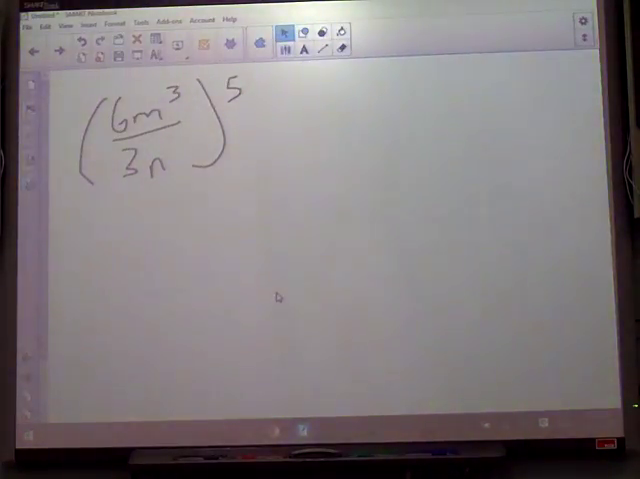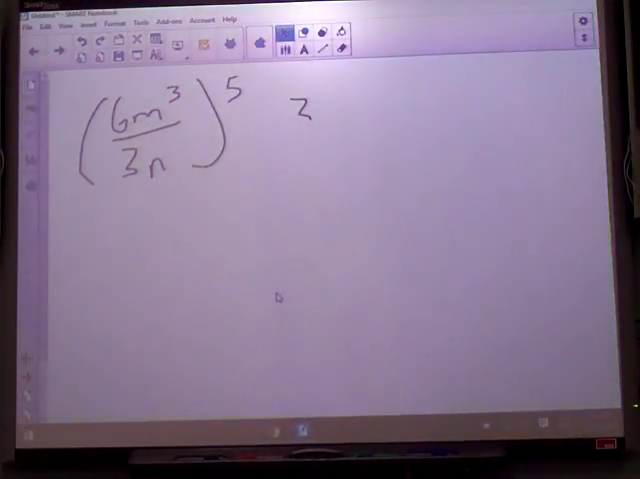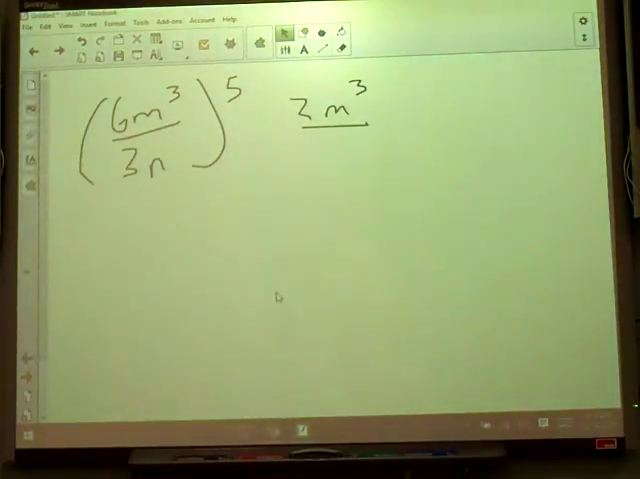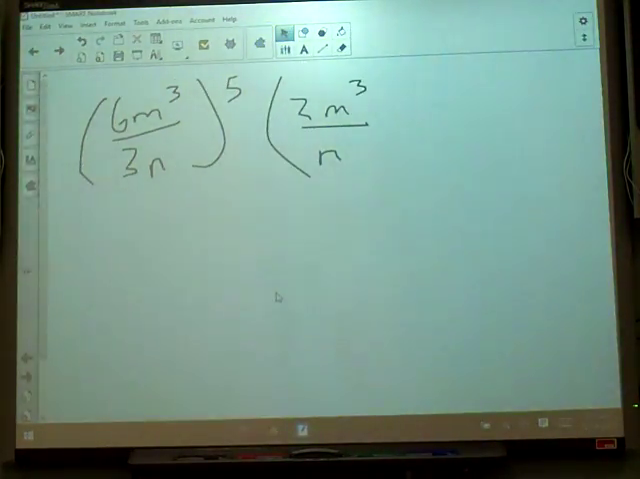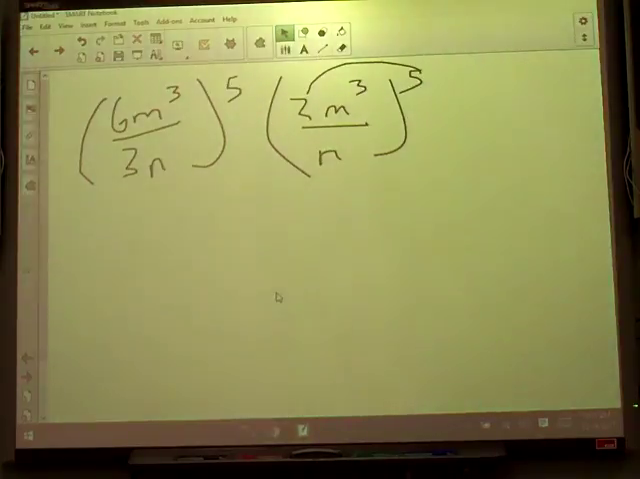6 times 6 times 6 times 6 times 6. So I chose to save the 5th for last. So I went ahead and divided. 6 divided by 3 is 2. And then I still got an m cubed, and I still got an n all to the 5th. Now that's a little bit more manageable. I know I can figure out 2 to the 5th. 2 times 2 is 4 times 2 is 8 times 2 is 16 times 2 is 32.